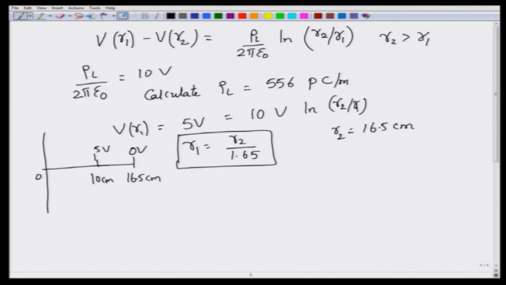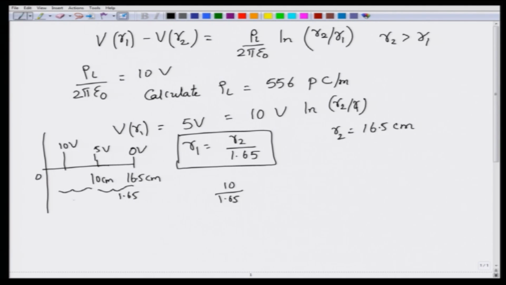So, at R1 equal to 10 centimeter from the origin, the potential is 5 volt. You can again try to find out where the potential gets incremented by another 5 volts, that is, I want to find out what would be the value of R where I get 10 volts, and that value will be 10 centimeter by 1.65, right.